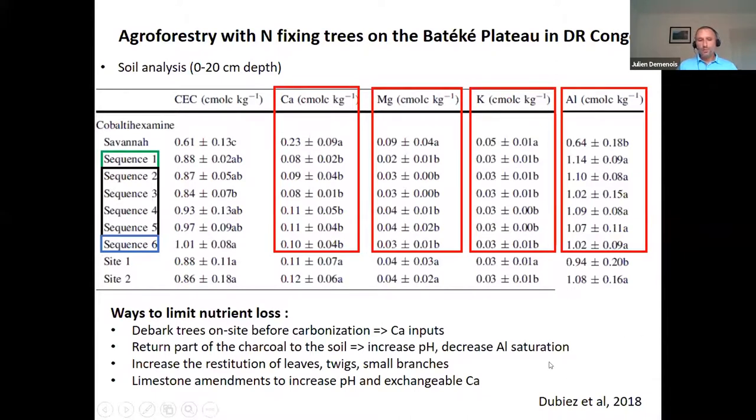Those results are coming from a publication from some of my colleagues at CIRAD, Dubiez et al., and they made several recommendations, in fact, to limit those negative impacts of the implementation of this agroforestry system, which are summarized here. The first one is to debark the trees on site before the carbonization to increase the inputs of calcium in the soil, to return also part of the charcoal to the soil so that it will have a positive impact on the pH, which will increase, and as a consequence, which will also decrease the saturation of aluminum, which is an issue because it will limit the uptake of other nutrients. Also to increase the restitution of leaves, twigs, and small branches to the soil, to increase the coming back of nutrients. And finally, to use limestone amendments also to increase the pH and enhance the exchangeable calcium.